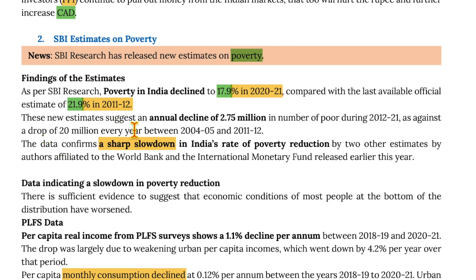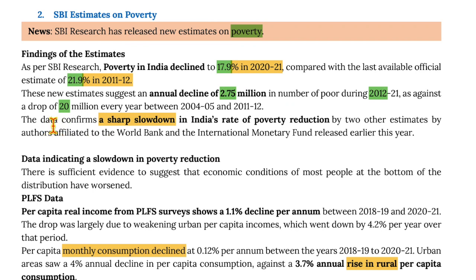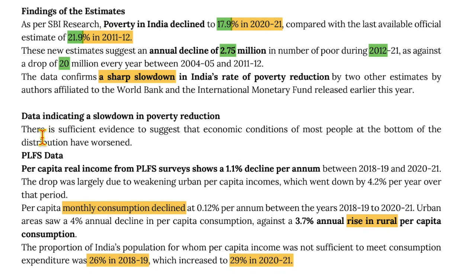Now, these new estimates suggest an annual decline of 2.75 million in the number of poor during 2012 to 21, as against a drop of 20 million every year between 2004-5 and 2011-12. So, a sharp decline. The data confirms a sharp slowdown in India's rate of poverty reduction, as do two other estimates by authors affiliated to the World Bank and International Monetary Fund released earlier this year. Now, there is sufficient evidence to suggest that the economic condition of most people at the bottom of the distribution has worsened.